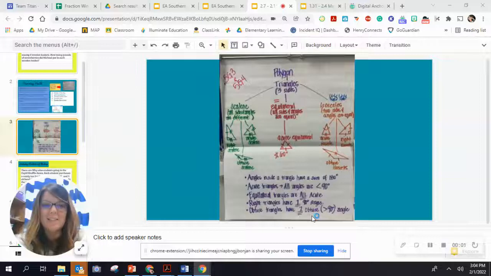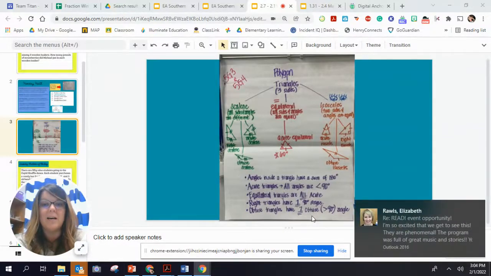Hey guys, we are continuing to talk about standards 5G3 and 5G4 today. Today we are looking specifically at polygons that have three sides, which are called triangles. Triangles can be classified by their sides and by their angles. On the screen, you can see our digital anchor chart for polygons.